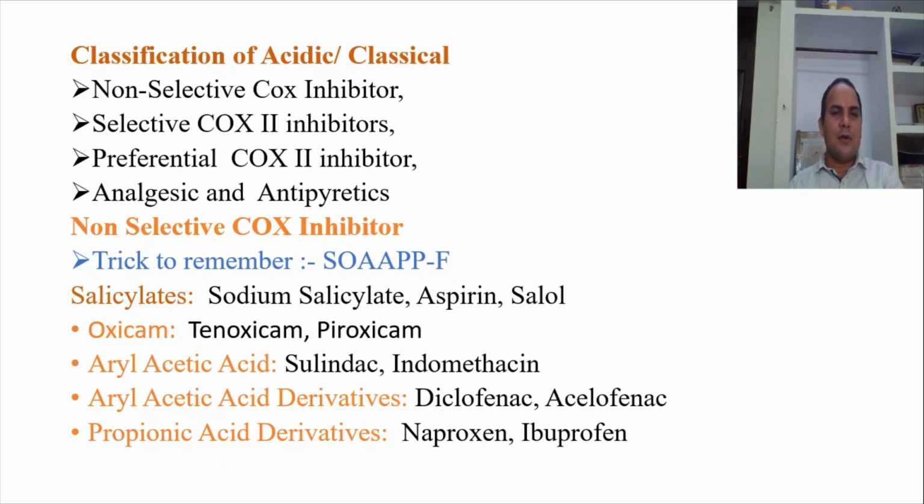Now there is a trick to remember the acidic classification, that is SOAAPP. First, S means salicylate derivatives. The drugs in this category are sodium salicylate, aspirin, and salol. Second, O means oxicam derivatives. The drugs are tenoxicam and piroxicam. Third is A, aryl acetic acid derivatives, such as sulindac and indomethacin.